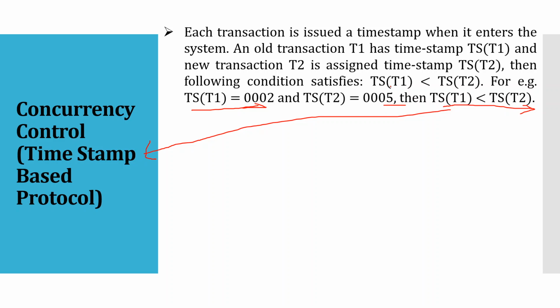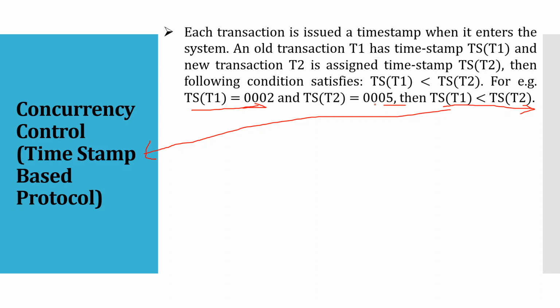Just assume like that. So 2 p.m. is less than 5 p.m., right? So the older transaction was able to work till 2 p.m. and the newer transaction was asked to start working from 5 p.m. So this is what the timestamp based protocol is.